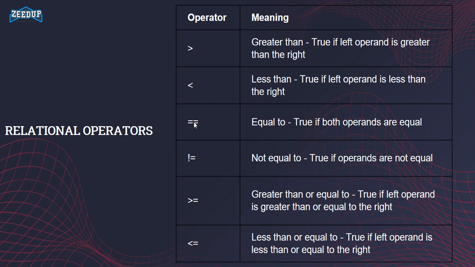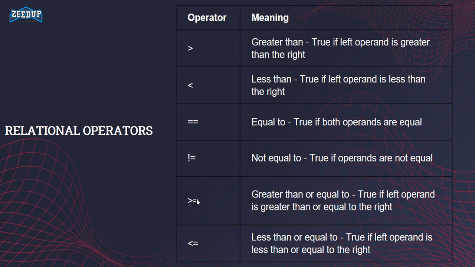Then we have double equal sign. This is for equal to operator, which tells us if both the operands are equal or not. Suppose we have taken two variables A and B and we have stored 5 in both of them. Then using this double equals to sign will give us a true value. Not equal to is to check that whether they are not equal to. If they are not equal to one another, then we get a true value.